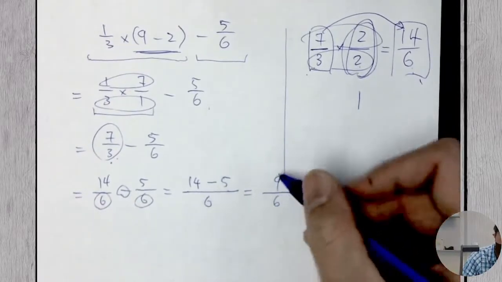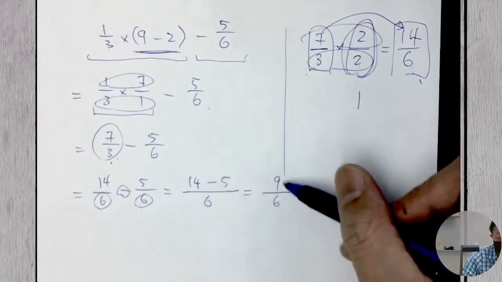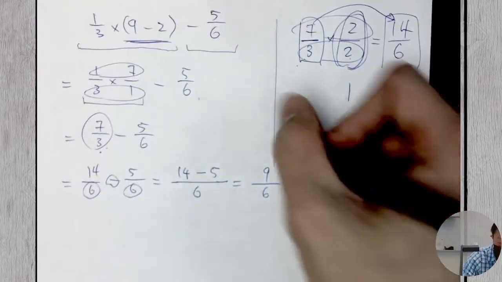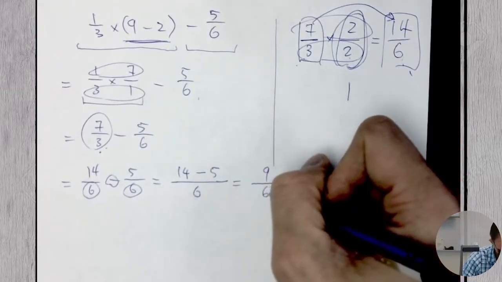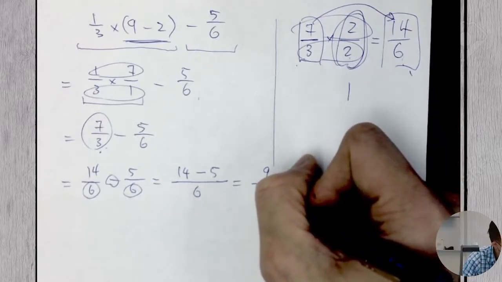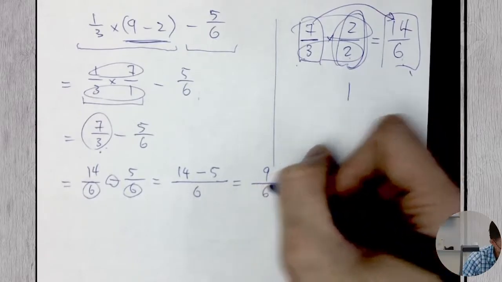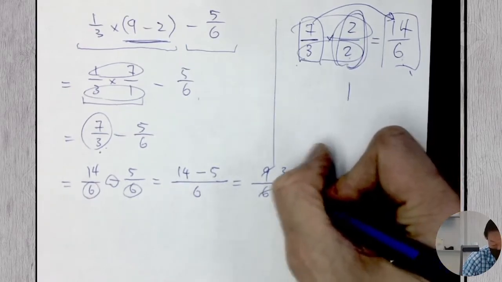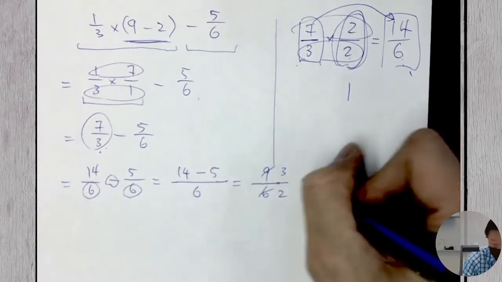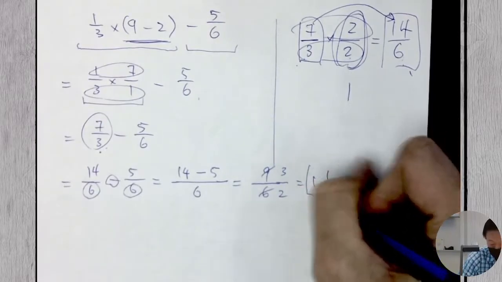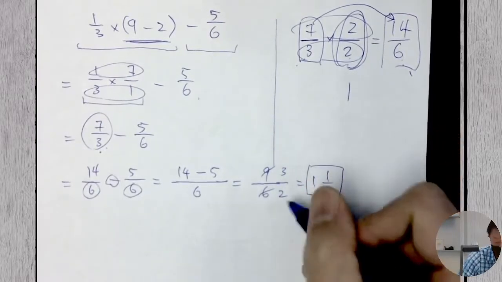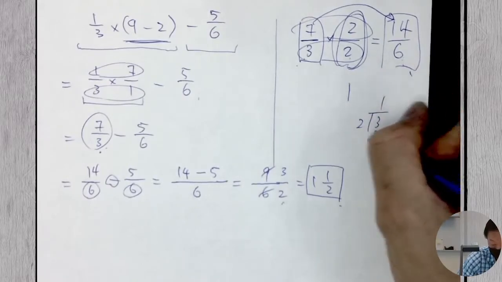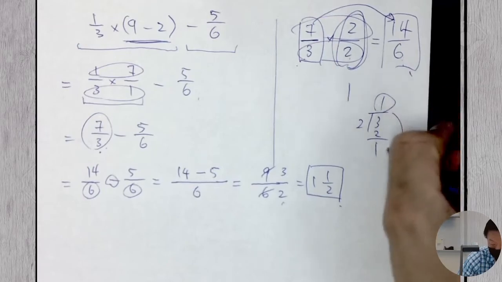9 over 6, you may tend to turn that into a mixed number already, but notice that I have common factors. That is 3, right? 3 goes into 9 3 times, goes into 6 twice. This is actually 3 over 2, as a mixed number, 1.5. Again, how do you figure that out? 3 divided by 2 going into 1s, and I stop there. 1 and 1/2.